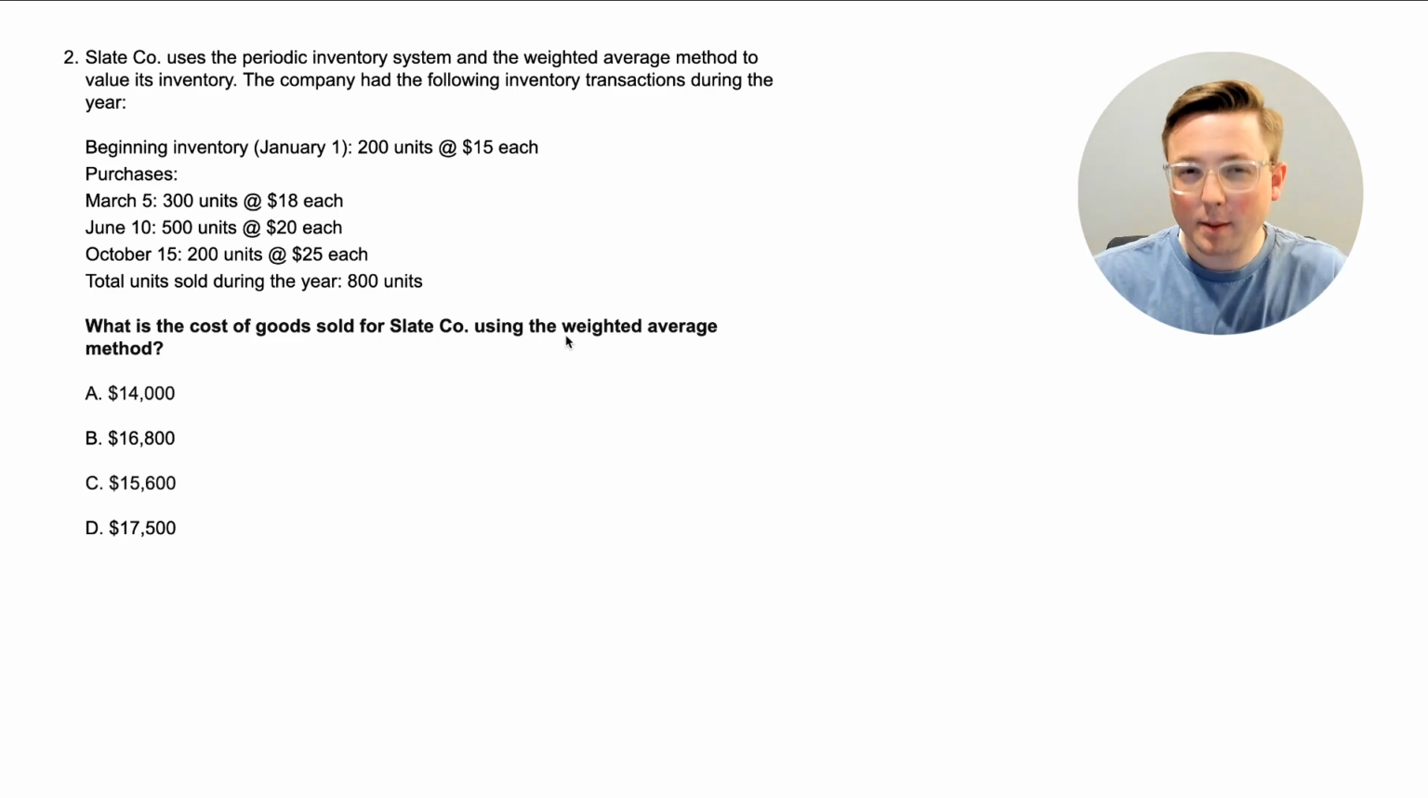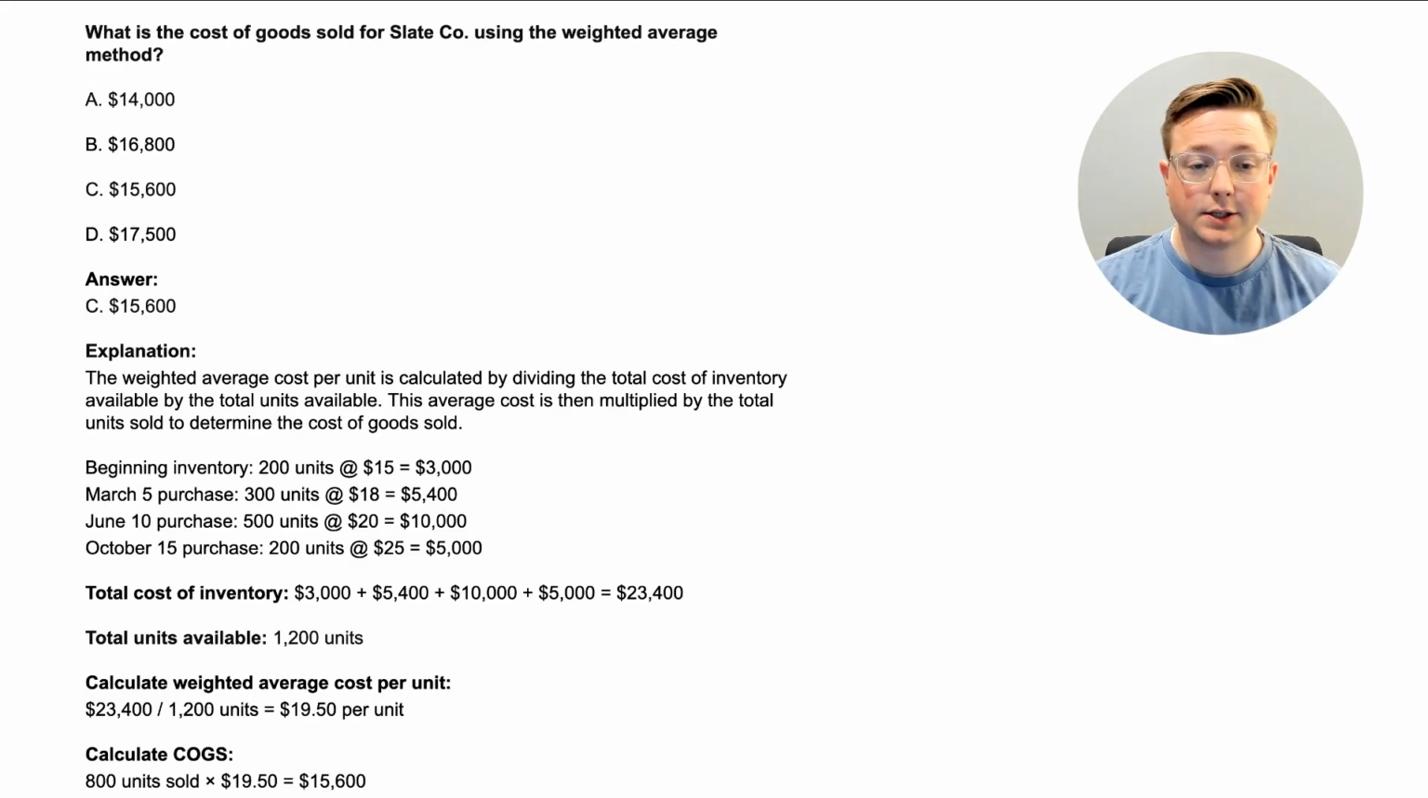Now, you could probably think through this just by thinking about what weighted average means. So if you want, go ahead and pause the video and give it a try yourself to see if you can figure out what the answer is. If you don't know how to do it though, that's okay. We're going to dive straight into the answer to learn how to do it. All right, here we are. The answer is C, $15,600. So that is the cost of goods sold using the weighted average method.